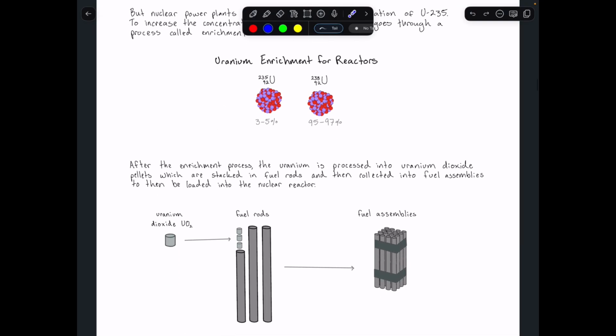And so then after the enrichment process, the uranium is manufactured into these small pellets of uranium dioxide, which are then stacked here into these long metal rods called fuel rods. And then these fuel rods are grouped into what is called a fuel assembly. This is what is eventually placed and used in a nuclear power plant or a nuclear reactor.